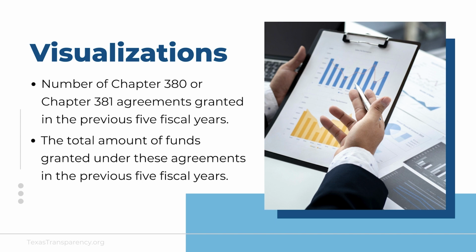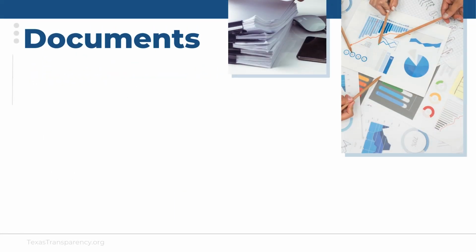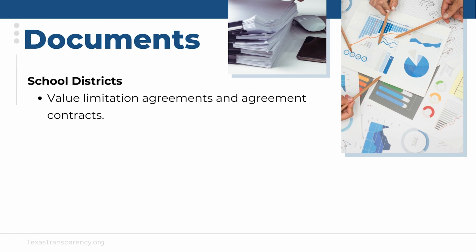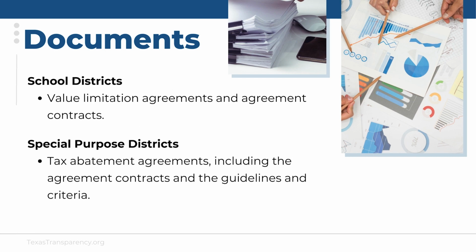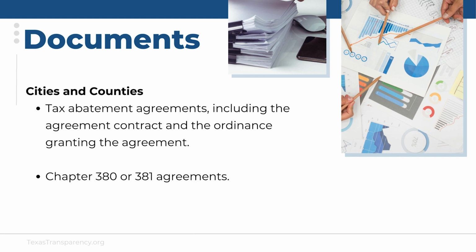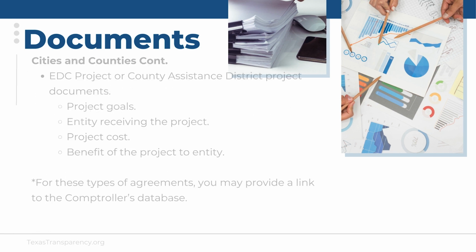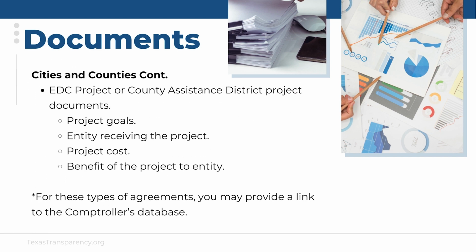The visualizations must be posted on the page itself and must be, like all the required information on the transparency page or section, easy to view and to interpret. The type of documents to be posted in this section will also vary depending on the type of entity and can include tax abatement agreements, value limitation agreements, Chapter 380 or 381 agreements, and economic development project or county assistance district project documents. Details such as project goals, entity, cost, and benefit must also be included for the EDC documents.